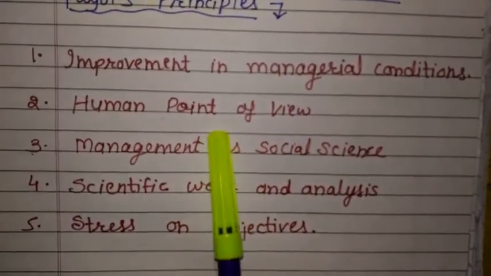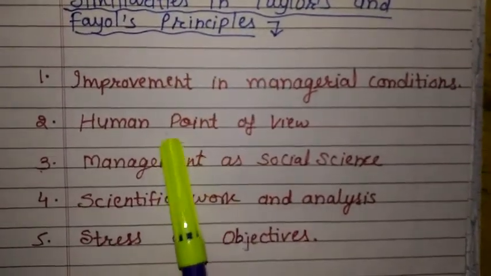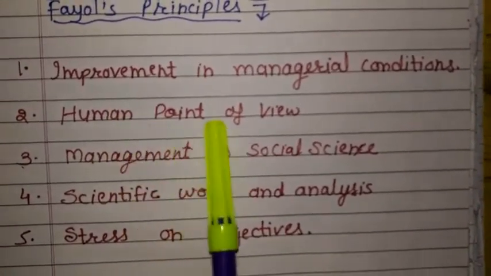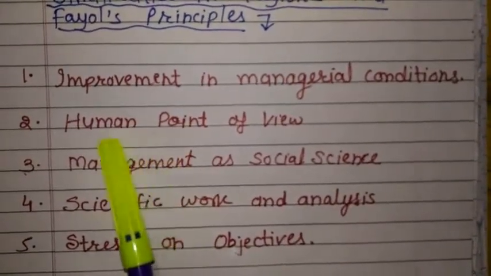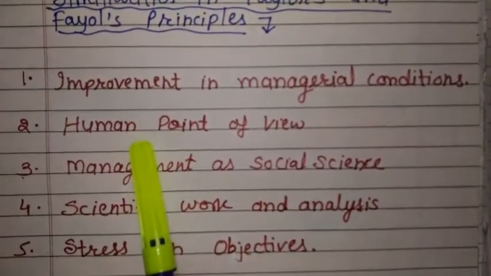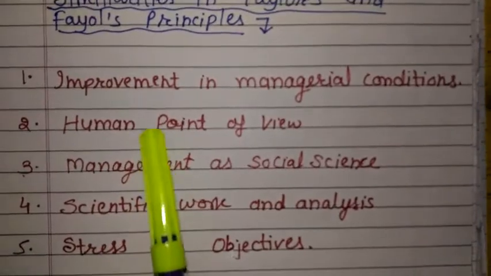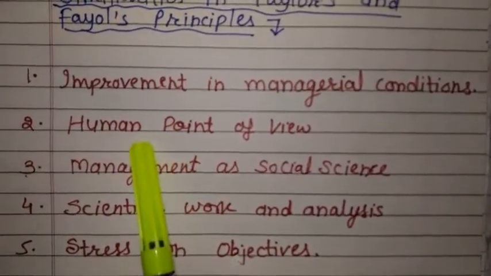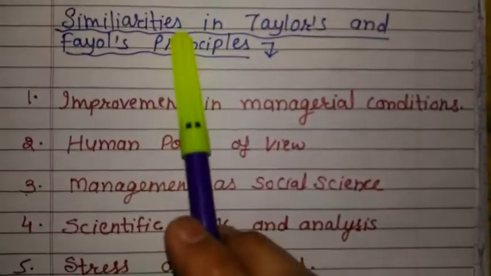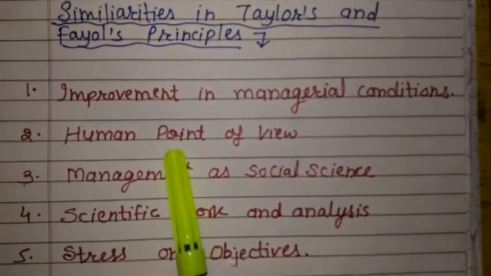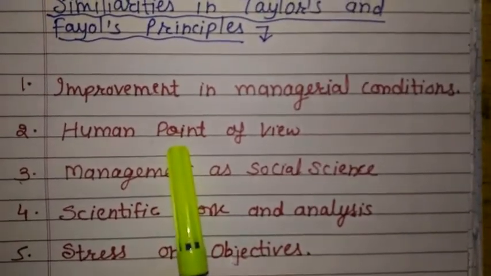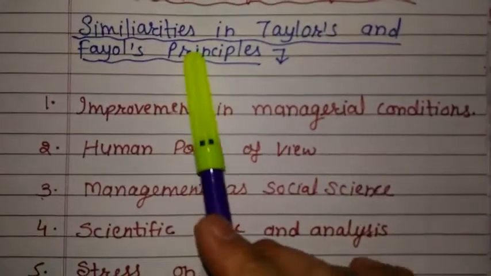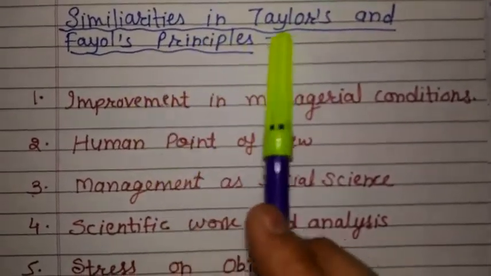The second one is the human point of view. Taylor and Fayol both had a human point of view in their vision, and they saw that the labor, the human being or the worker, is the most important factor of the business. The human resources are most important, and they treated them from a human point of view. Both of them gave principles of better remuneration. They said that the worker should be paid properly and treated with human behavior, etc. So there was a human point of view in the principles of Taylor and Fayol both.